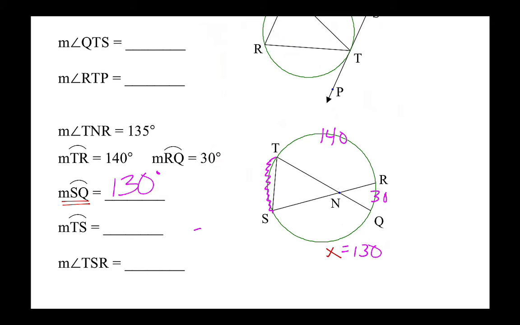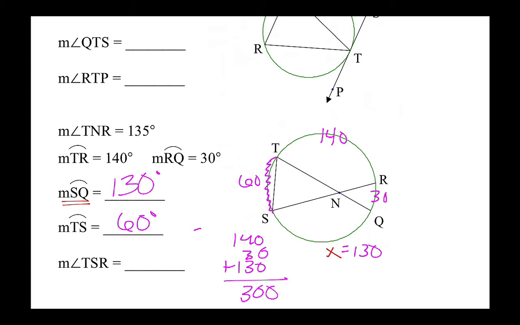Well, I know 3 out of the 4 arcs on this circle. So I'm simply going to add those 3 arcs up that I know. 140 plus the 30 plus 130 is going to give me a total of 300. So that only leaves me 60 degrees left over out of the 360 for arc TS.